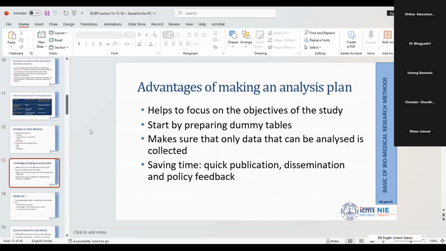As we discussed about making the study plan, the advantage of making an advance plan is that it helps us focus on the objective of the study without getting distracted. Then start by preparing dummy tables. It is a better way, while planning any project, to prepare dummy tables. So you will know what information you actually require and how you will present it. So it is a good practice. Then make sure that only data that can be analyzed is collected. No unnecessary data is collected, so time is not wasted. So planning is important here. Then, saving time, it will help in quick publication and dissemination of your research and policy feedback.